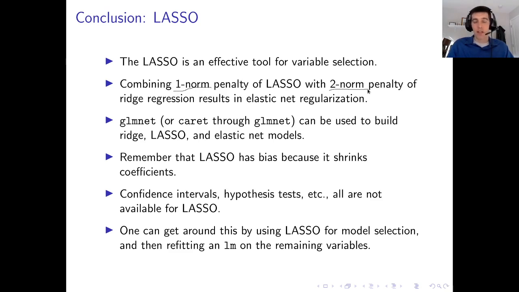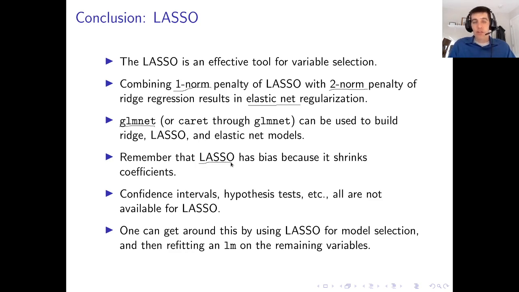We can compromise between these two penalties, 1 norm and 2 norm, using this alpha value that we saw in the elastic net, which gives us elastic net regularization, where we balance sparsity concerns with the 1 norm and multicollinearity concerns with the 2 norm. You can use glmnet, or you can use the caret wrapper for glmnet, to build ridge models, LASSO models, and elastic net models.